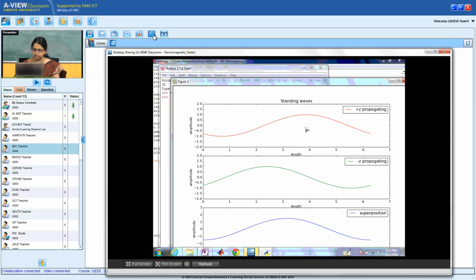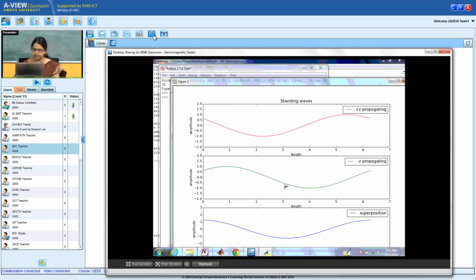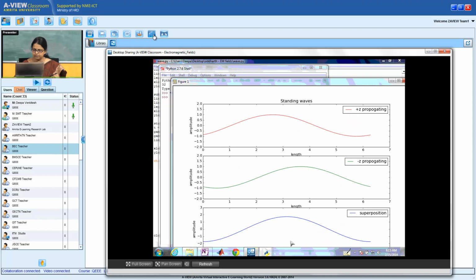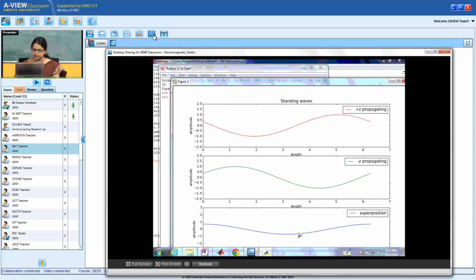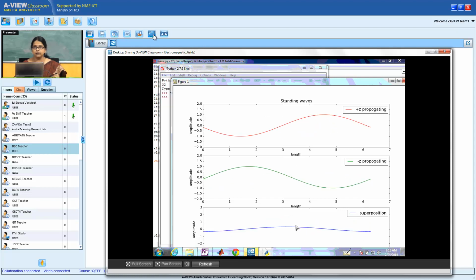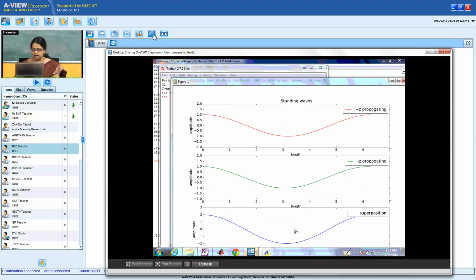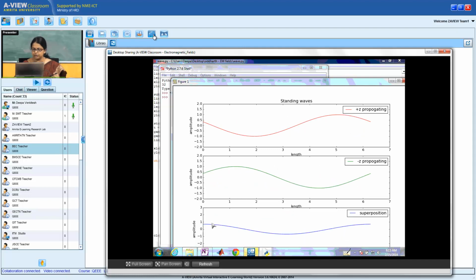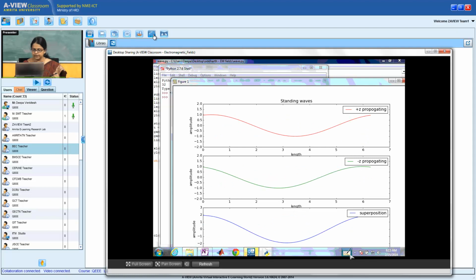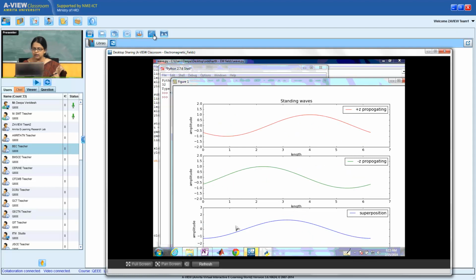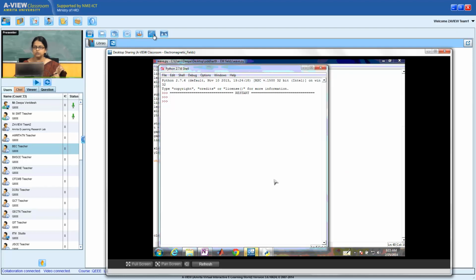So you see what's happening here. The red is propagating, and so is the green, but in the reverse direction. What I want you to watch is the superposition, which is not a propagating wave. At a given position, its amplitude keeps oscillating. There are specific positions for which this amplitude is 0, but about that position the amplitudes oscillate high and low.